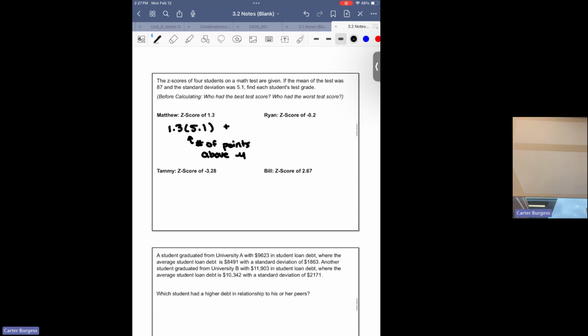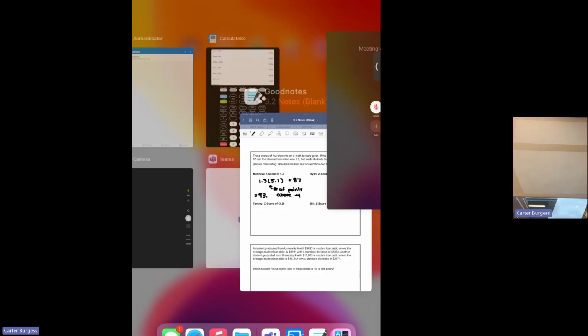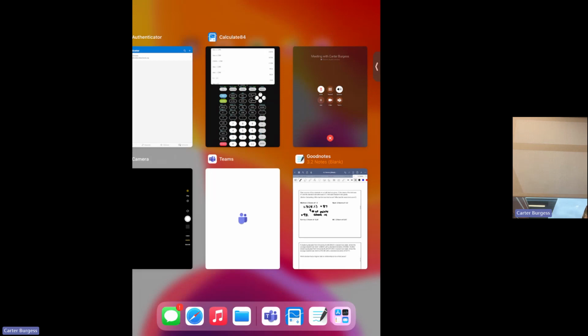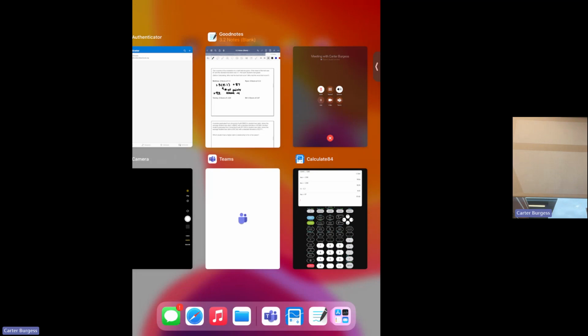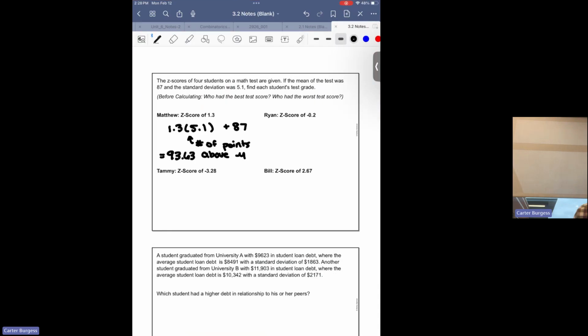Which I can add to the mean to get that this would come from a score of 93 point, I think it's like 36 or something. 93.63. Once you do that, it'll equal 6.63, and then you're just adding that to 87, exactly.